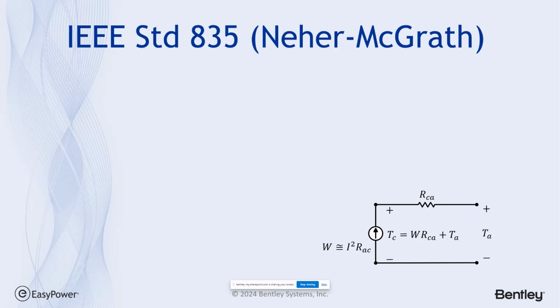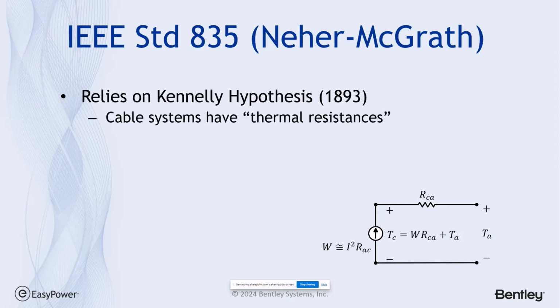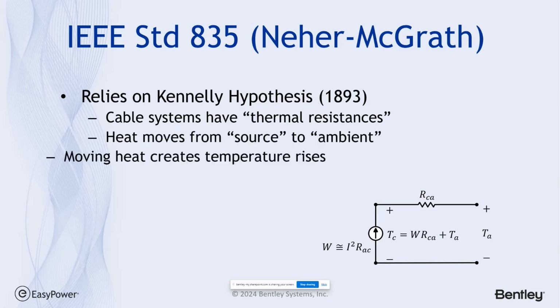So the Neher-McGrath method, we're going to talk about that primarily because that's what the NEC specifies for calculating cable ampacity. This method relies on a hypothesis known as the Kennelly hypothesis. In relation to electrical cable systems, the hypothesis is that thermal resistances exist between the conductor heat source over here and the ambient environment over here. Using this assumption, we can represent heat transfer equations as thermal circuits here.